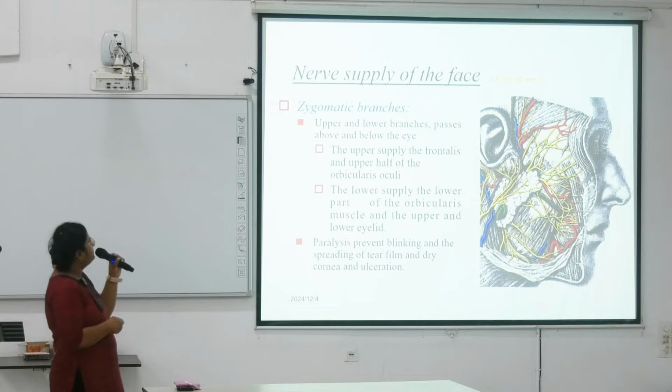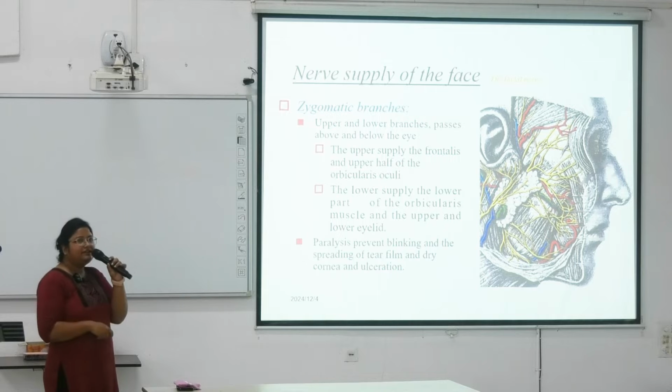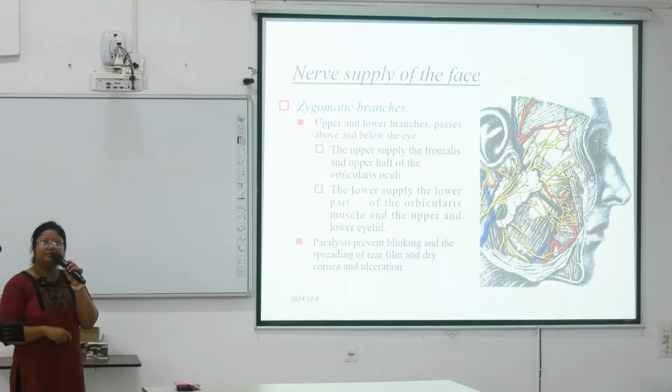Next is the zygomatic branches. Here in this region over the zygomatic arch lies this zygomatic branch. It has upper and lower branches, passing above and below the eye. The upper supplies the upper half of the orbicularis oculi, and the lower supplies the lower part of the orbicularis oculi and the upper and lower eyelid. Paralysis of this branch prevents the blinking of the eye and the spreading of the tear film and leads to dryness of the cornea, and there will be ulceration. If dryness occurs, there will be ulceration.